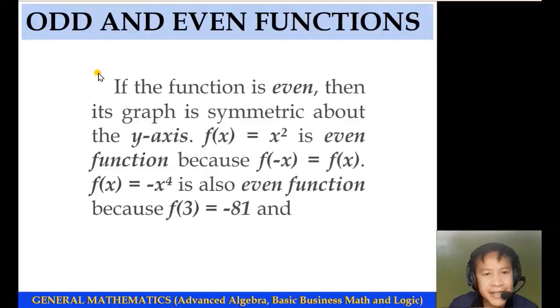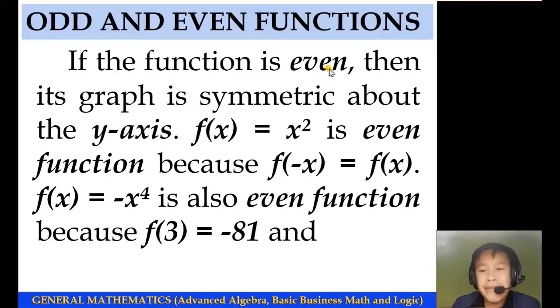And this is the answer. If the function is even, then its graph is symmetric about the y-axis, and that is the vertical axis of the Cartesian plane. For instance, f of x is equal to x squared is an even function, because if we take the additive inverse of x, which is negative x, the result is equal to the same as that of the particular function that we have just a while ago. Meaning, there is no change with that particular function.